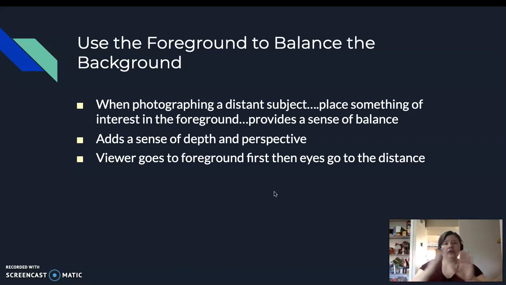Right? And it makes your picture that much more interesting because instead of just being one flat thing to look at, there's multiple layers to go through. As viewers, we tend to go to the foreground first, and then our eyes go into the distance. So especially if what you're focusing on is in the background, you want a little bit of something to get us into the picture and then pull us back through it.